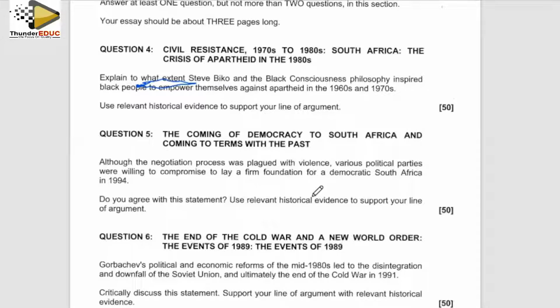Then you go on to elaborate. What is the essay going to prove? This essay is going to focus on instances of violence that happened during negotiation, and also the compromise which was shown by the players in the negotiation process for South Africa to become a democracy in 1994.